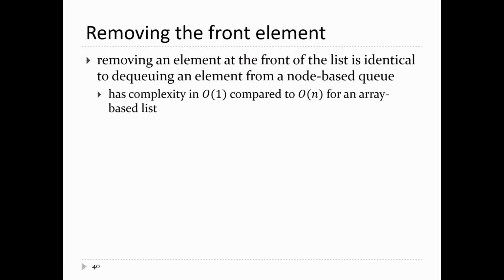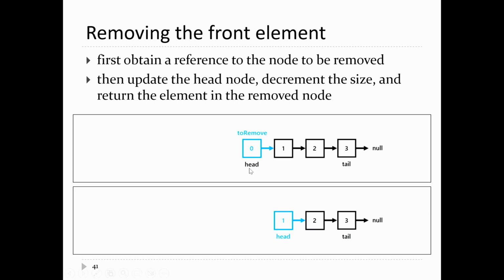Okay, so what about removing an element from the front of the list? Compared to an array-based list, this has complexity O(1) because all you have to do is remove the front node of the list. And that's exactly like dequeuing an element from a node-based queue. So to remove the element at the front of the list, I'm going to attain a reference to the current head node, but we already have that. That's just this.head. I want to adjust the head node so that it refers to the next element in the list. Decrease the size of the list by 1, and then return the element that was removed.